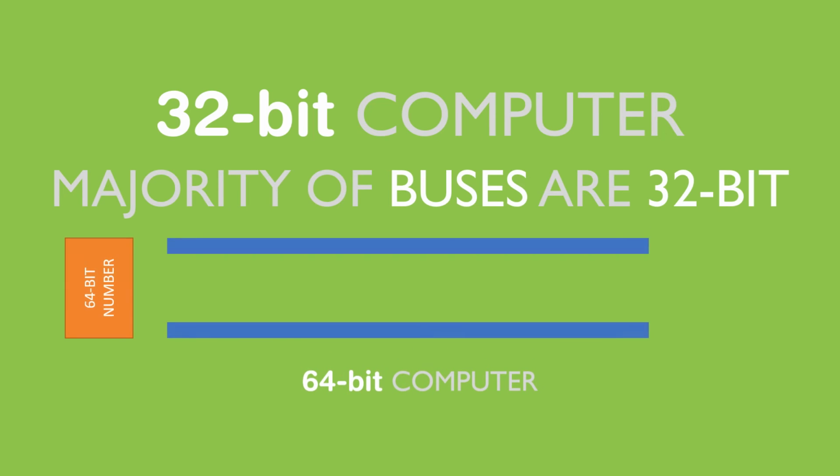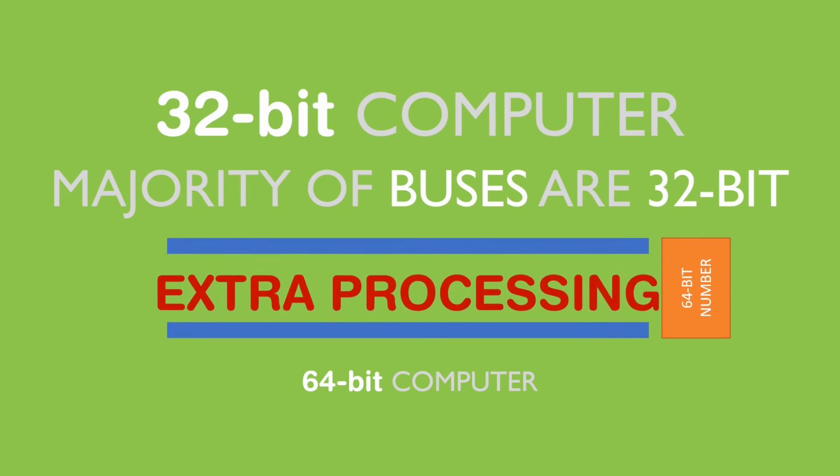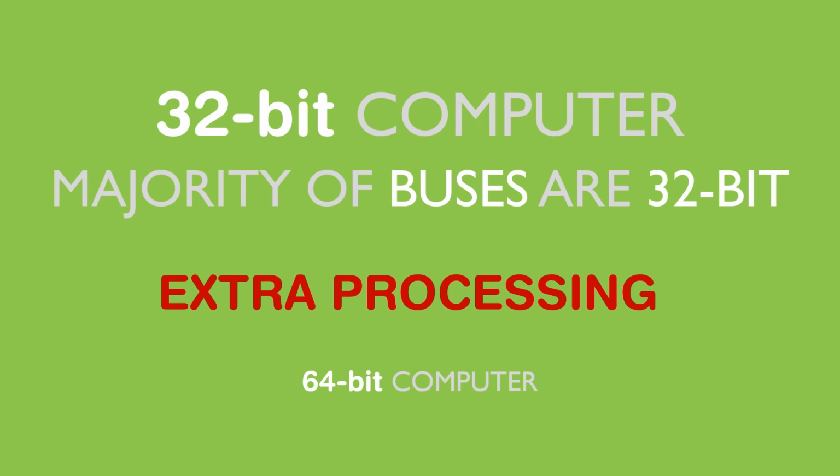Now, that's not saying 32-bit computers can't transfer around 64-bit numbers. They can. They can literally split the number in half into 2 32-bit sections, then put them down 2 different buses, and then put them back together at the end. But this can be slow. It takes extra processing to split up the number and stick it back together. And when you're running some really advanced games that do thousands and thousands of really big calculations, that processing adds up.